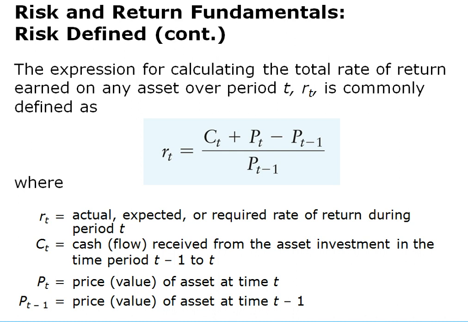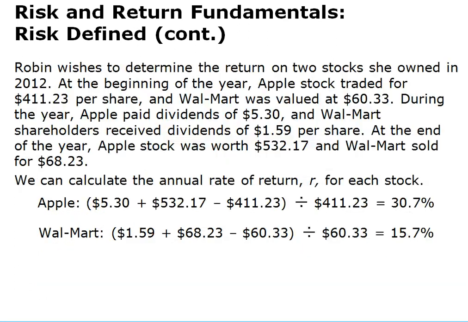So basically what it's saying is cash flow plus the price of the asset, P_t, minus P_t minus 1, which is the original or beginning price, divided by P_t minus 1, the original or beginning price. So it's really the gains from the investment divided by the initial investment. So here's an example of this in action.